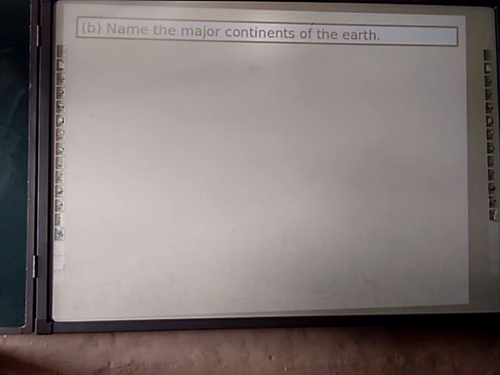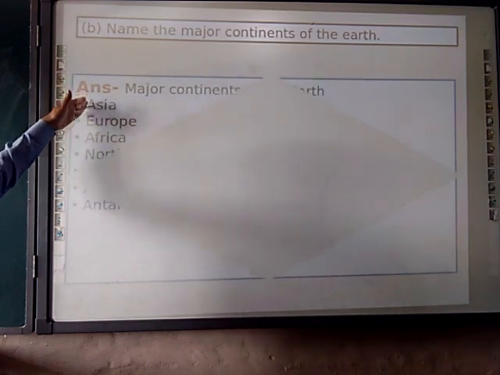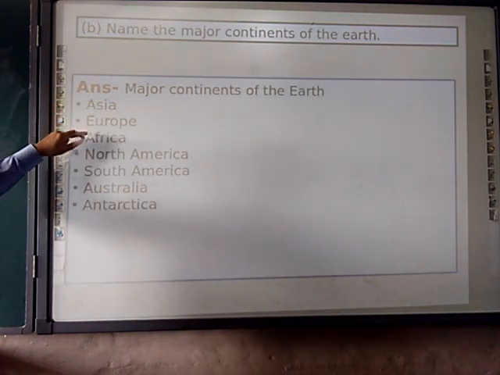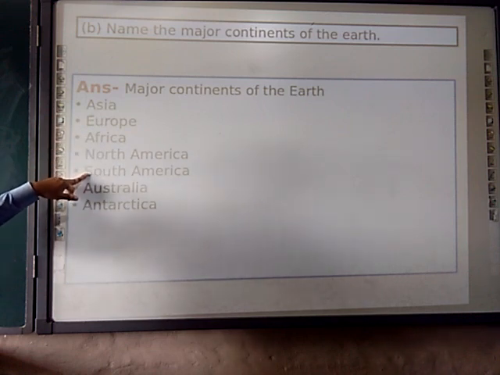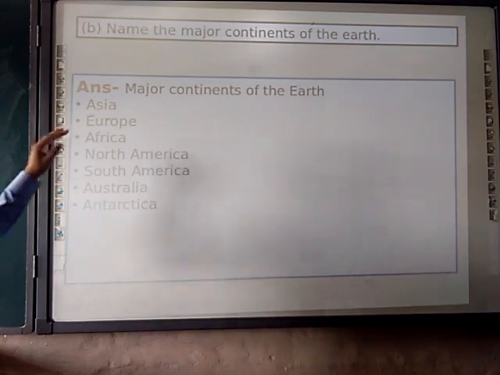Second question. Name the major continents of the earth. As we have seen about the continents, you have to write in sequence. The major continents of the earth: Asia, Europe, Africa, North America, South America, Australia and Antarctica. Okay? Moving towards the third question.